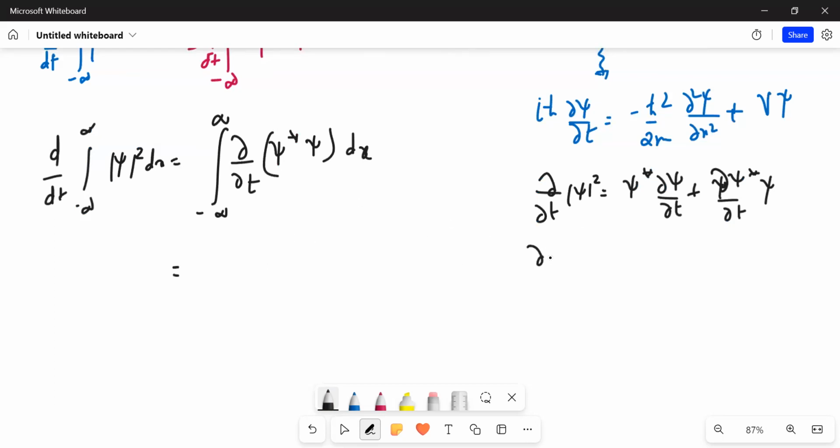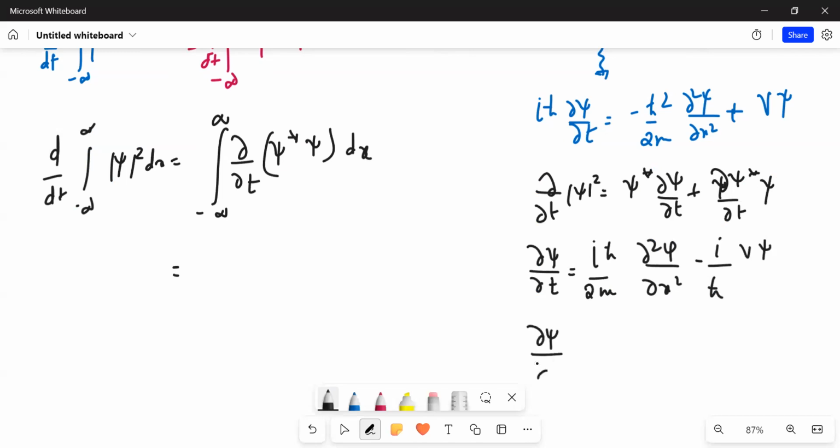And we understand that this ψ after all is going to satisfy the Schrodinger equation. So I'm going to put this here divided by iħ. This is something that you can do on your own, but I'm going to write directly that ∂ψ/∂t equals iħ upon 2m ∂²ψ/∂x², and then minus i upon ħ V ψ. And ∂ψ*/∂t would be minus iħ upon 2m ∂²ψ*/∂x², plus i upon ħ V ψ*.